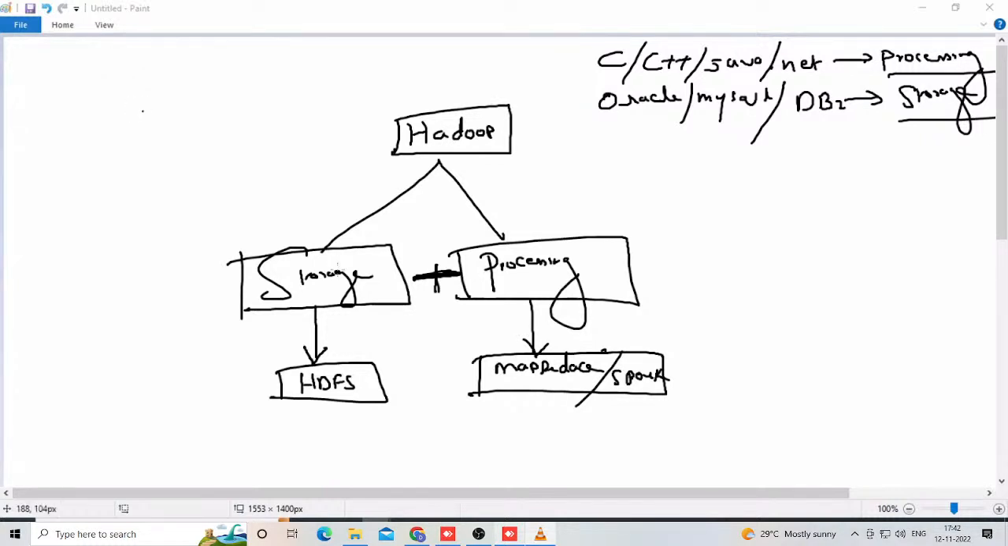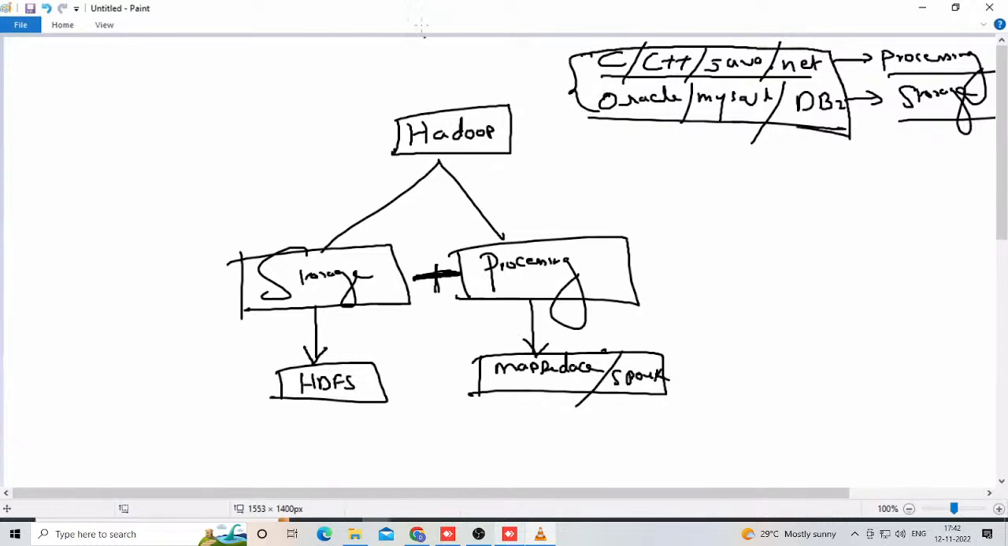Hadoop is meant for storage and processing. For storing the data, we go with a kind of file system called Hadoop Distributed File System, and for processing, MapReduce and Spark. So here I got a couple of queries. When Hadoop is able to perform both storage and processing, what is the necessity of other storage and processing technologies? Do you think storage and processing technologies will go away from the market?